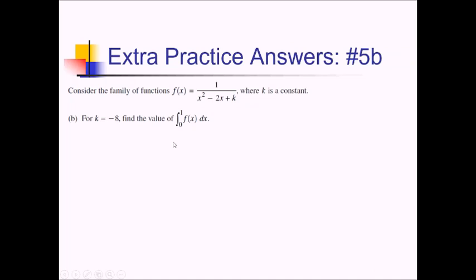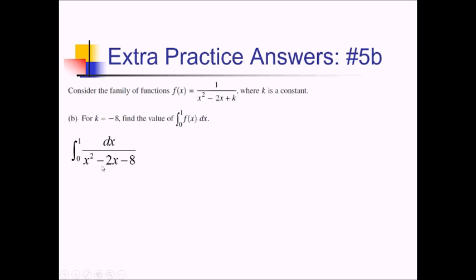For this next part, they're saying if k equals -8, they want the integral from 0 to 1 of this function. So I'm essentially looking for the integral from 0 to 1 of 1 over x squared minus 2x minus 8. Now, to take this antiderivative, there isn't really much you can do to simplify this. Really, our only possible option here is to try to factor it and use integration by partial fractions.